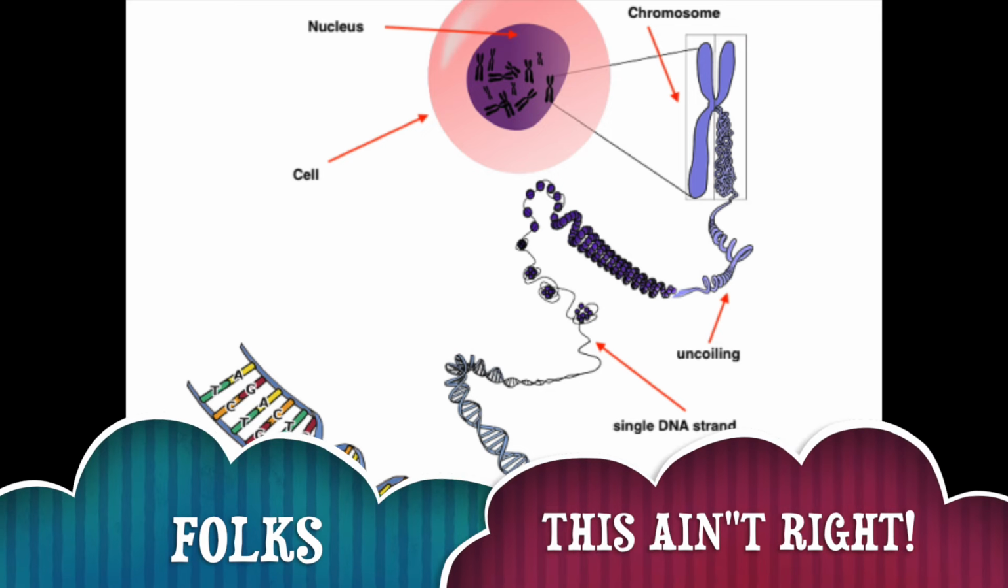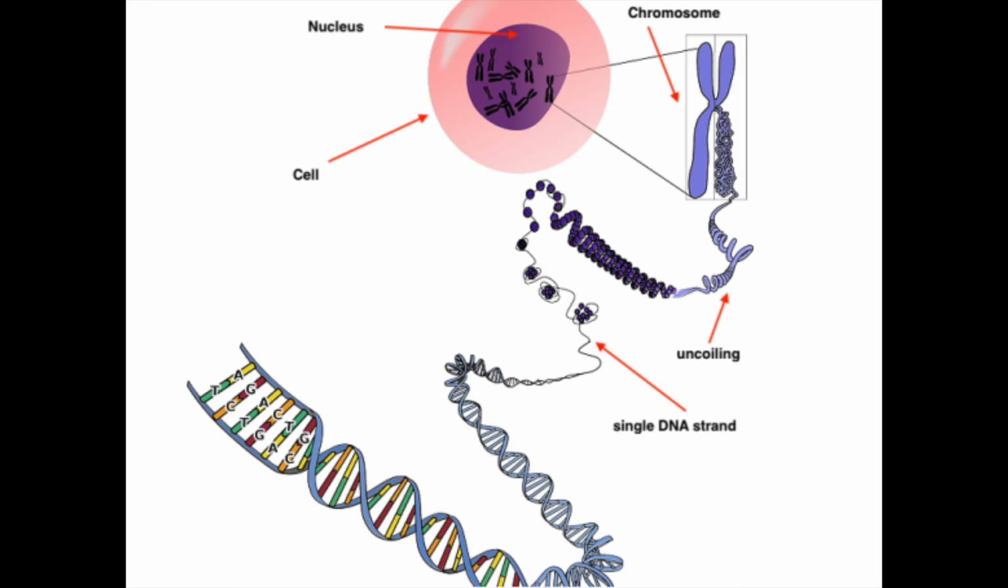Folks, this ain't right. This slide shows you the traditional textbook version of how DNA is packed up into a nucleus. The nucleus is shown up there in purple. It's got chromosomes inside. And then everything surrounding that would be the cytoplasm and the cell membrane. That's the traditional view of how DNA is packed.